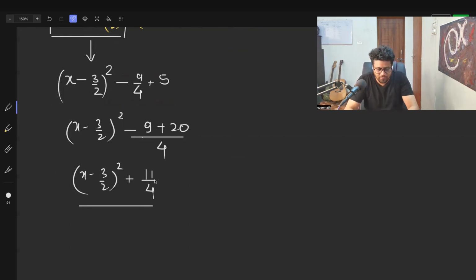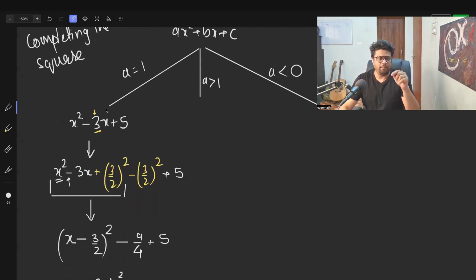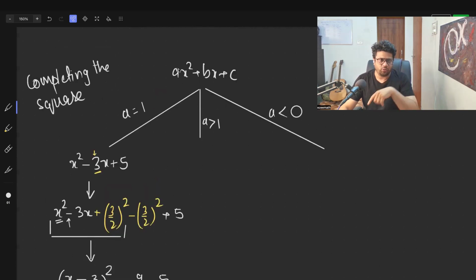Solving this quadratic after you have completed the square is something that we'll learn shortly. For now, we just saw an example where a was 1, that is, the coefficient of x squared was 1. Now we look at an example where a is greater than 1. So we'd take up 3x squared minus 7x plus 9 maybe. And let's see how we can do that.